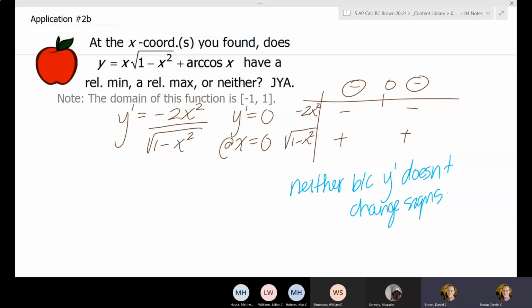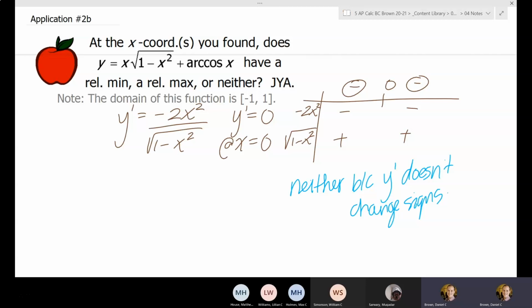So looking at this one, we have two factors. You could say 3 if you wanted to split up the negative 2 from the x squared. Basically, that numerator is always negative, and that denominator is always positive. So the derivative goes from negative to negative, so 0 is nothing. It's not a relative minimum or a relative maximum.